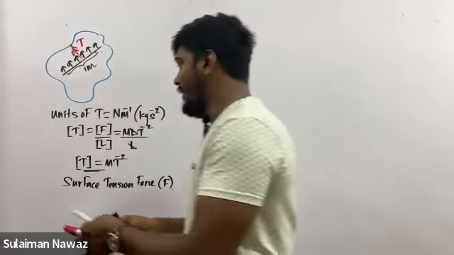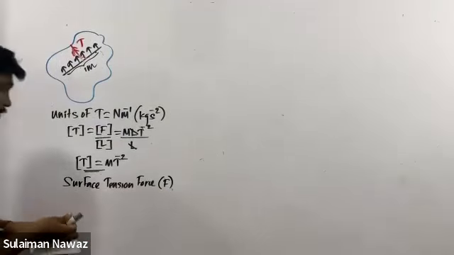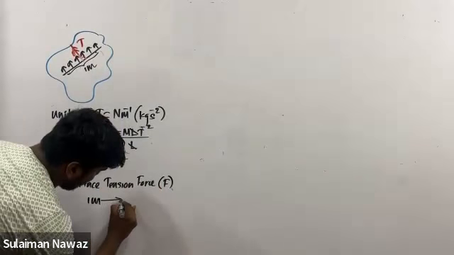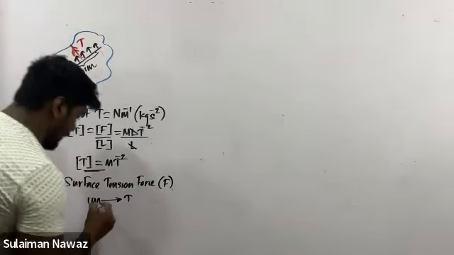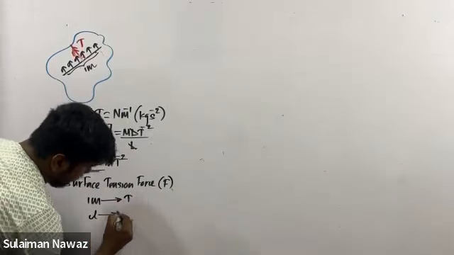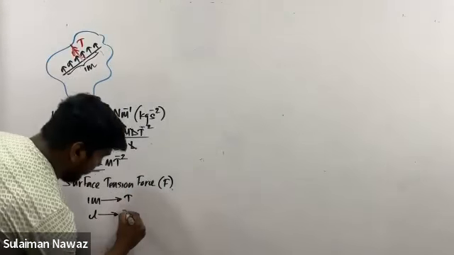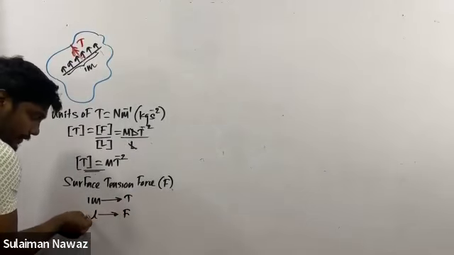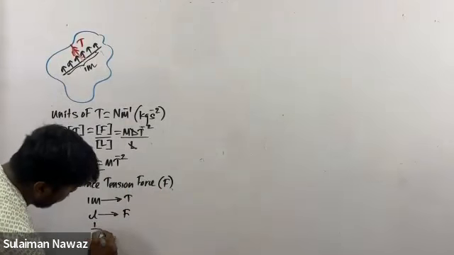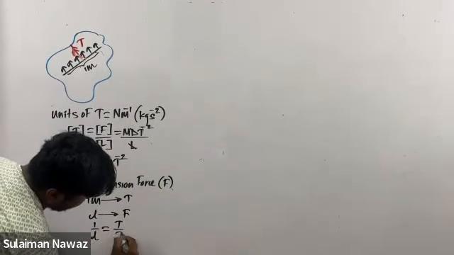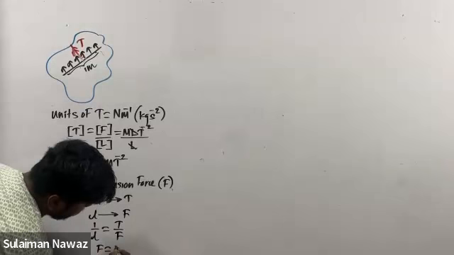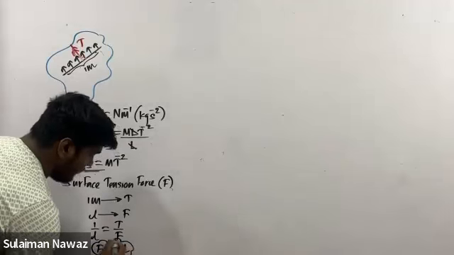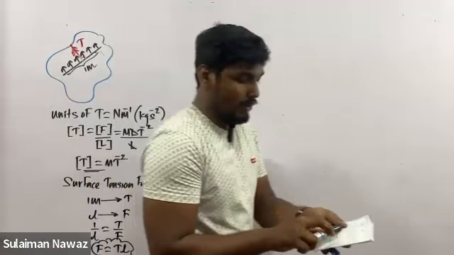For 1 meter length, the resultant surface tension force is how much? For 1 meter length, the resultant surface tension force is capital T. Then for small l length, the surface tension force is capital F. What is the relationship? 1 over l equals T over F. So I can write F equals T times l. F equals T times l. I think you know this idea also.